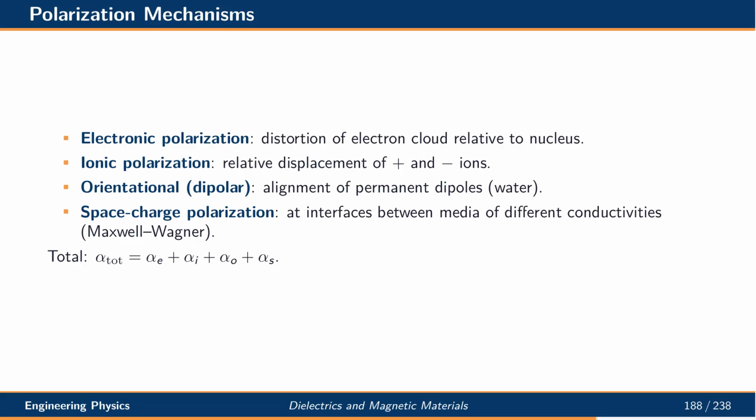Four polarization mechanisms contribute to a dielectric's response. Electronic polarization arises from distortion of the electron cloud relative to the nucleus. Ionic polarization comes from relative displacement of positive and negative ions. Orientational polarization involves alignment of permanent dipoles, important in materials like water. Space charge polarization occurs at interfaces between media of different conductivities, known as the Maxwell-Wagner effect. The total polarizability is the sum of.